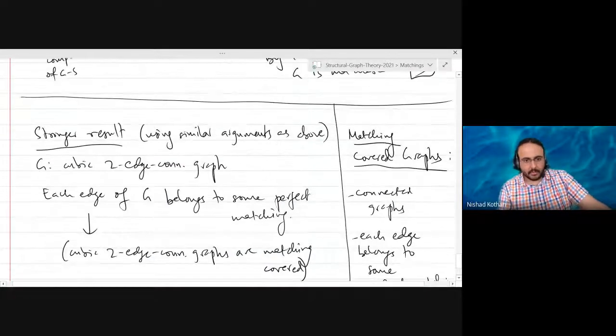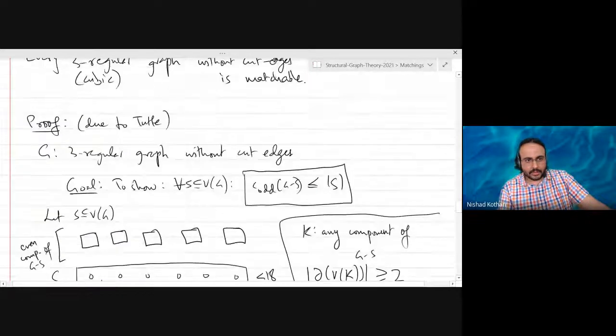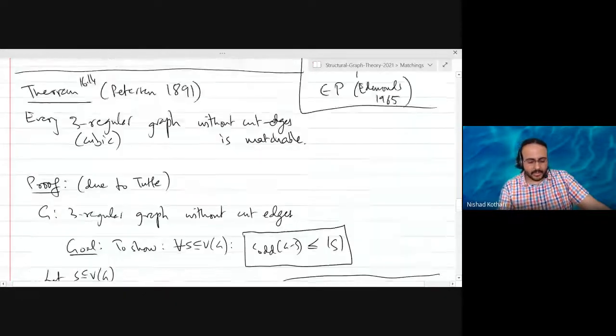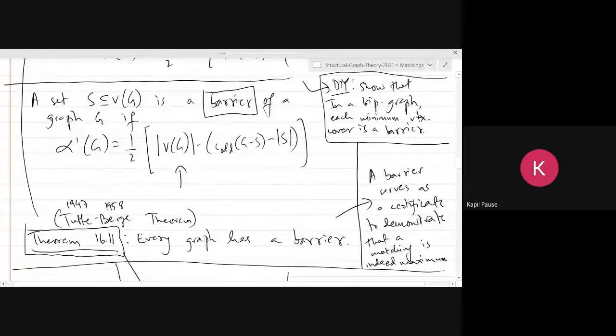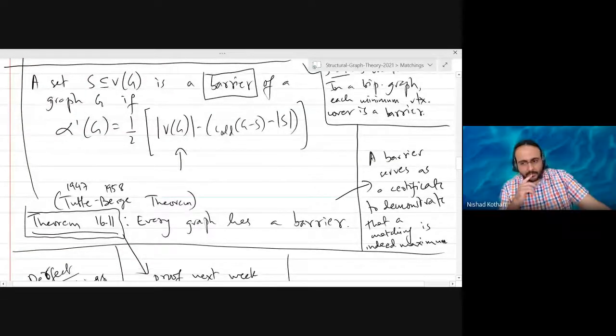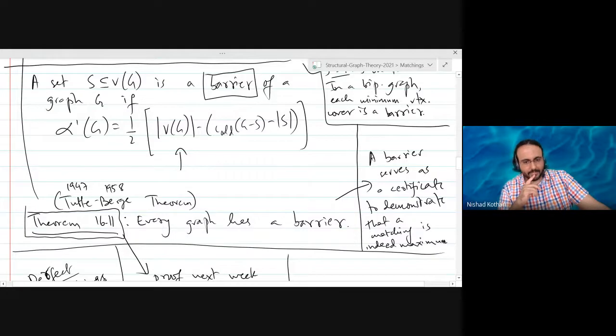Let's come back to what we have proved. We proved Petersen's theorem, and in the next lecture, we will be proving the Tutte-Berge theorem. That will be Monday. How many more classes are remaining? Monday to Friday. That's it. Only 1 week.